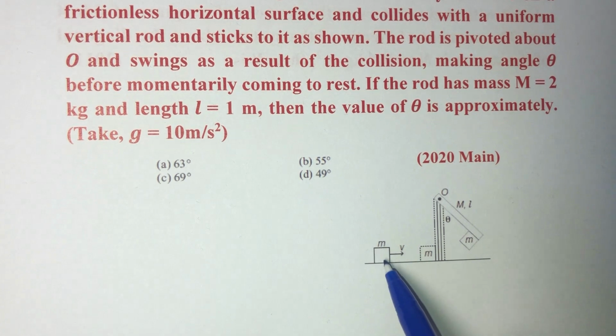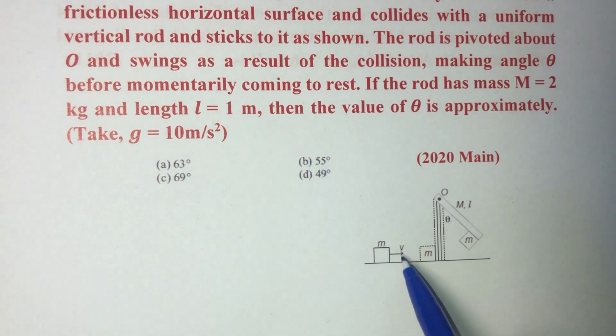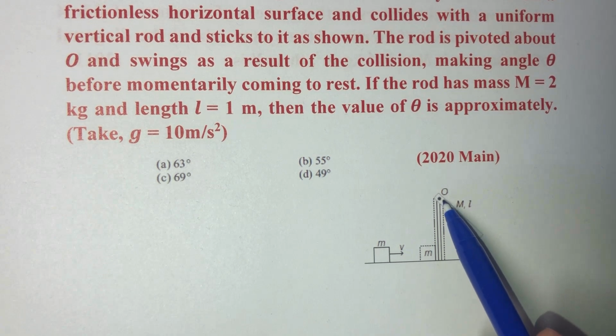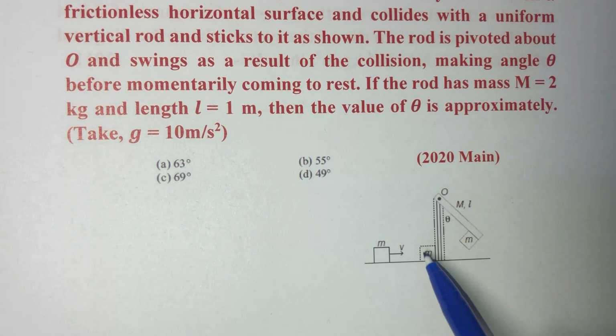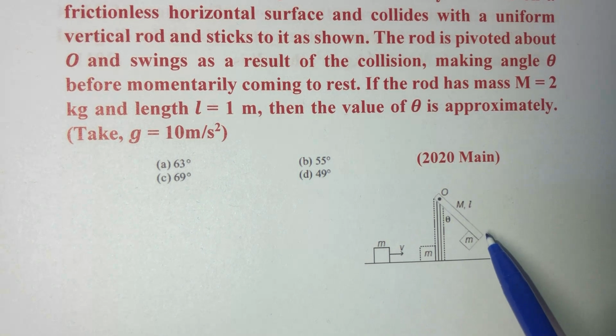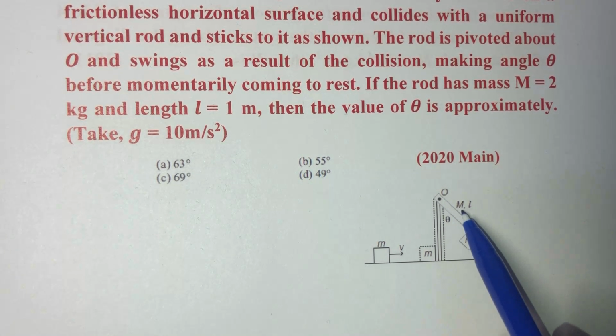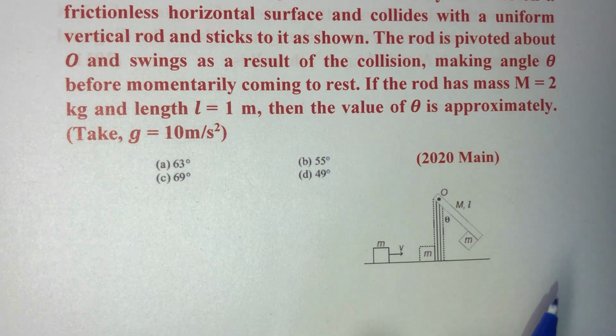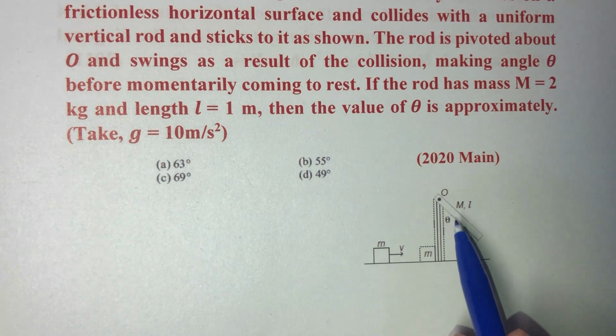So this is object m moving with the velocity v. It strikes the rod, which is going to pivot about point O, and sticks to the rod, making an angle theta before it comes to a stop. The mass of this rod is given as capital M and length is given as L. So in this case, we are supposed to find out the value of theta. First of all, we are going to use the conservation of angular momentum about point O.